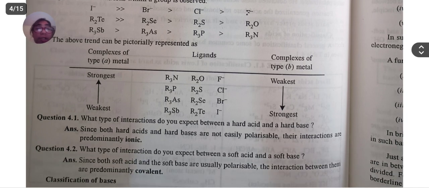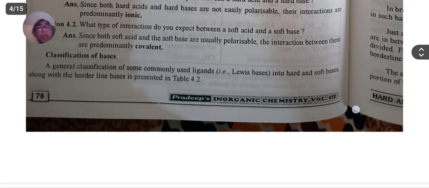What type of interaction do you expect between a hard acid and a hard base? Since both hard acid and hard base are not easily polarizable, their interactions are predominantly ionic. What type of interaction do you expect between a soft acid and a soft base? Since both soft acid and soft base are usually polarizable, the interaction between them is predominantly covalent.